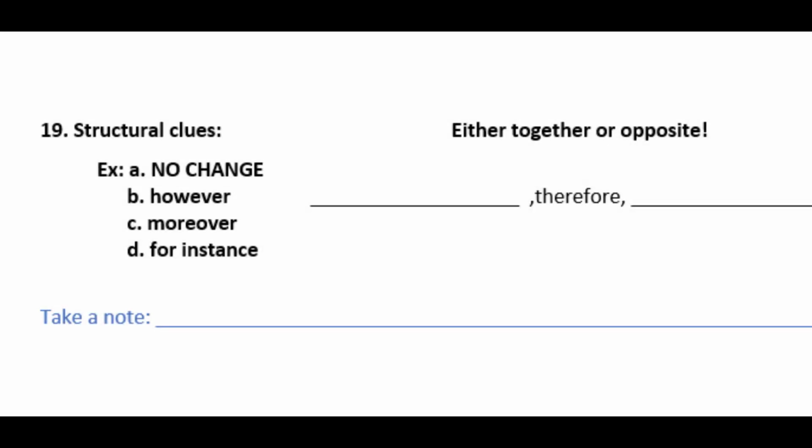On to rule 19, it's structural clues. How do you know if it's a structural clues problem? I simply look at the answer choices. In the answer choices, we're going to have words like therefore, however, moreover, and for instance, okay? So that's a structural clues hint for you. Now, when we look at our answer choices, we're either going to label them together or opposite. So I usually just abbreviate it by T or O, okay?